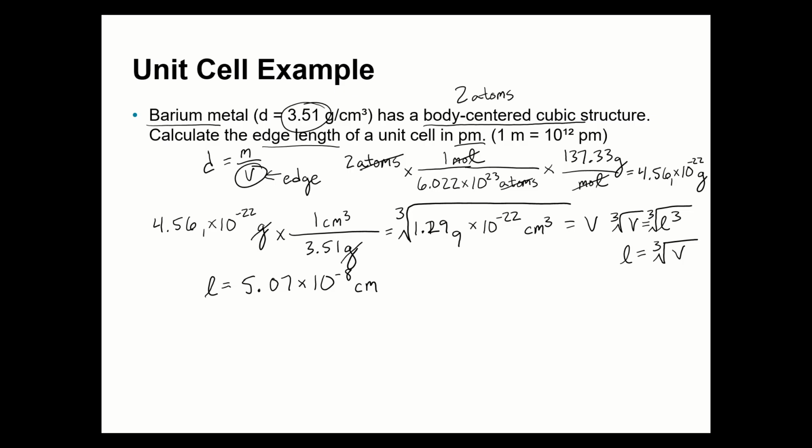So we have our length in centimeters, and we know that there are 100 centimeters in 1 meter. Centimeters cancel, and then we can take the 1 meter equals 10 to the 12th picometers. So 1 meter, and on top 10 to the 12th picometers. And so our meters cancel out, and our length is equal to 507.